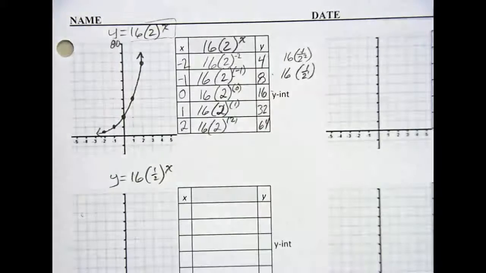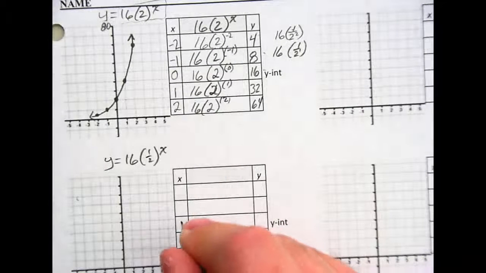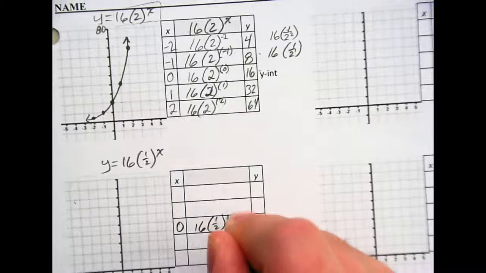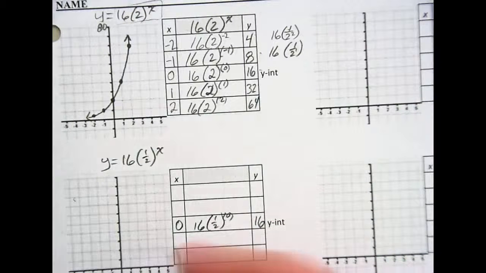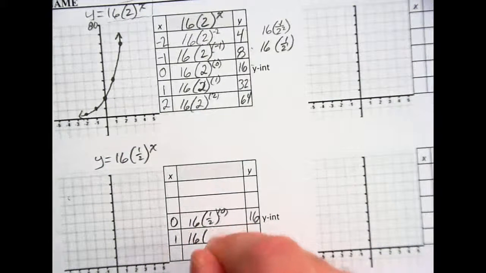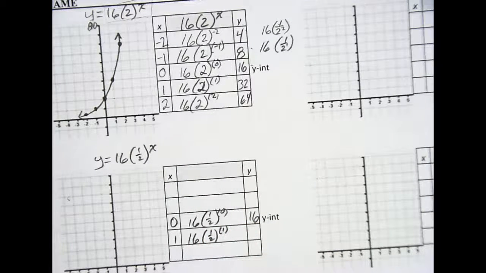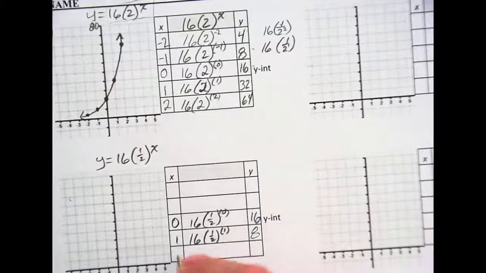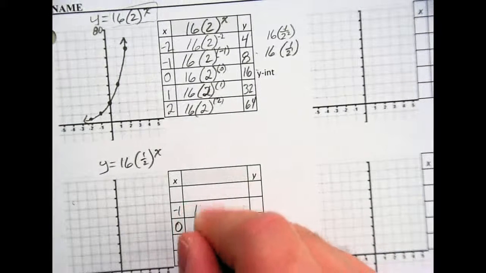All right. Let's try the next one here. We're going to make x is 0. 16 times 1/2 to the 0 power. That gives me 16. Same y-intercept. We've already figured out when x was 1. When x was 1, what was y on this one? 8. Okay. When x was 2, what was y? 4. Okay. So we put -1 in.